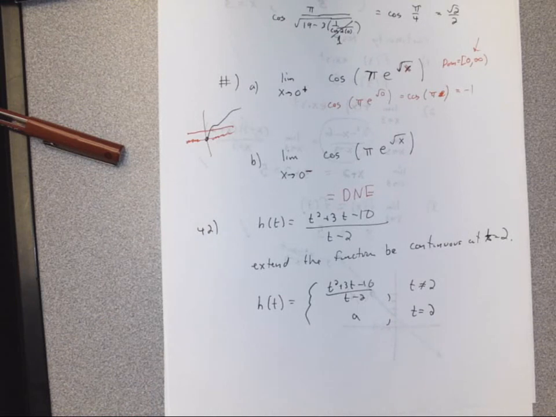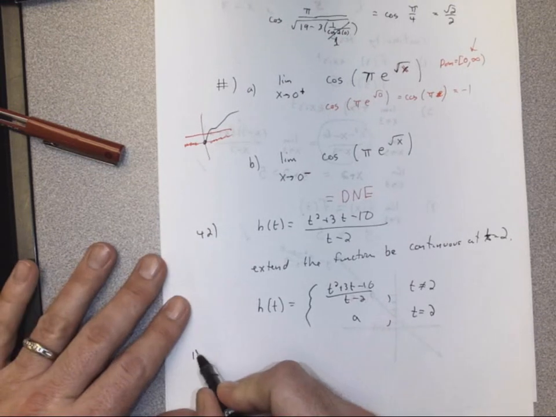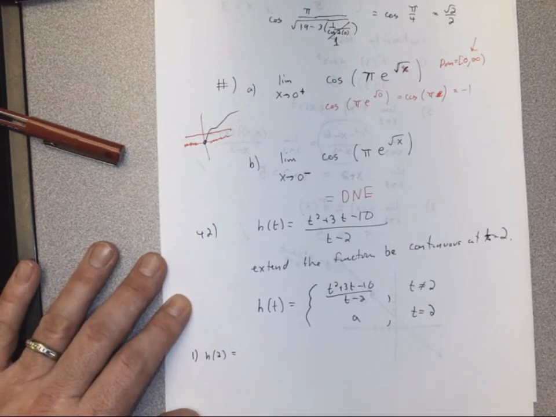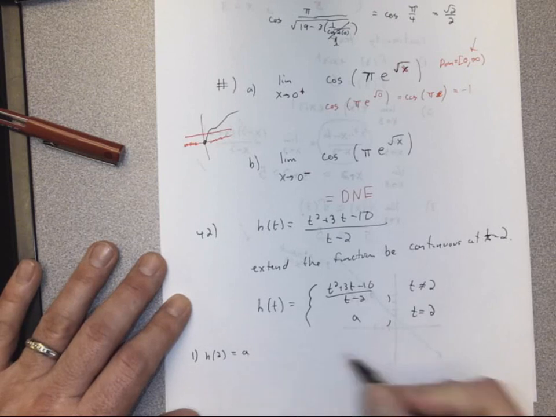So we just go through the continuity test, right? Number 1, h of 2 has to exist, right? But what is h of 2? We don't know. I do. It's a, right? So it does exist. It's equal to a, isn't it?